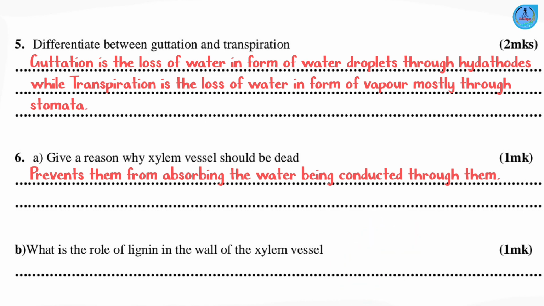Part B. What is the role of lignin in the wall of the xylem vessel? Now, lignin is a strengthening tissue. It's there to provide mechanical support. Now, this is a complex carbohydrate and therefore very rigid.